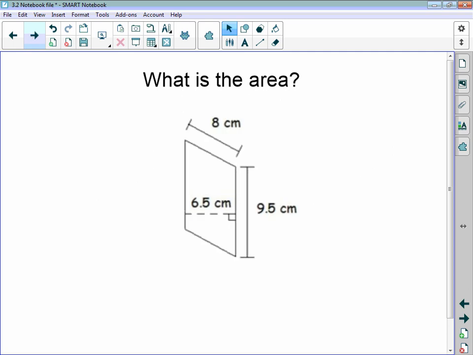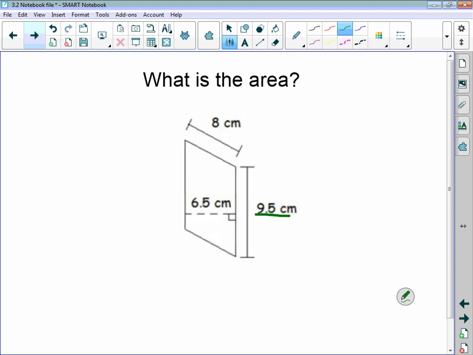Okay, here's another one. Another parallelogram. What is the area of this one? Well, again, we have 3 measurements. We have to figure out which are the 2 that we need. What is our base? What is our height? Now, we have the 6.5 centimeters, which is going across. So it sort of looks like 9.5 centimeters maybe is our height.